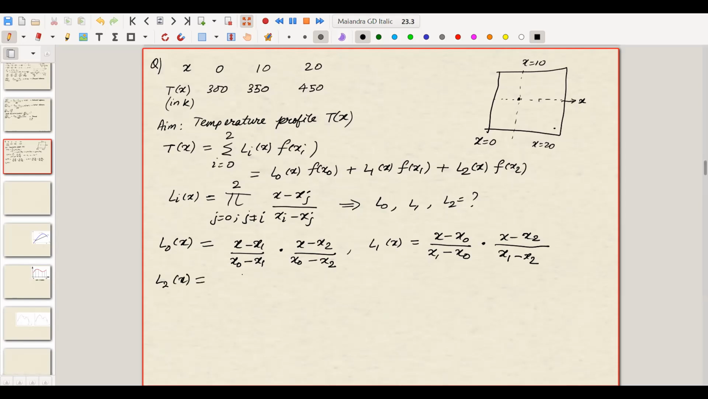Similarly, can you write L2 of x? So i equals 2. So that means j can't be equal to 2. So j can be 0 and 1. So what you can write? j can be 0 and 1. So (x minus x0) by (x2 minus x0) times (x minus x1) by (x2 minus x1). That's it. If you just think, it will be normal.